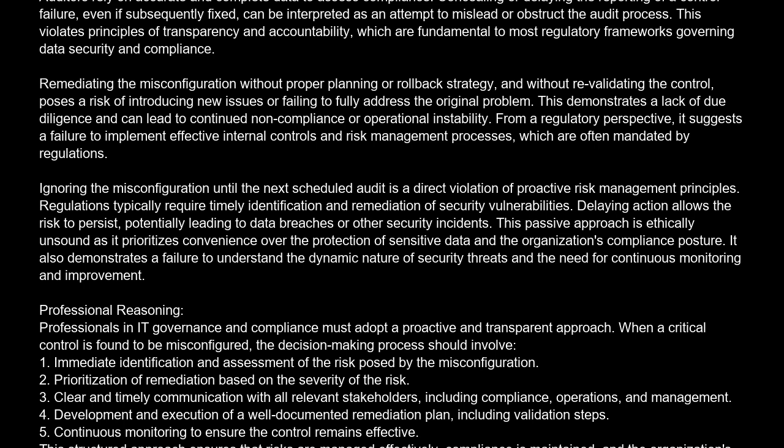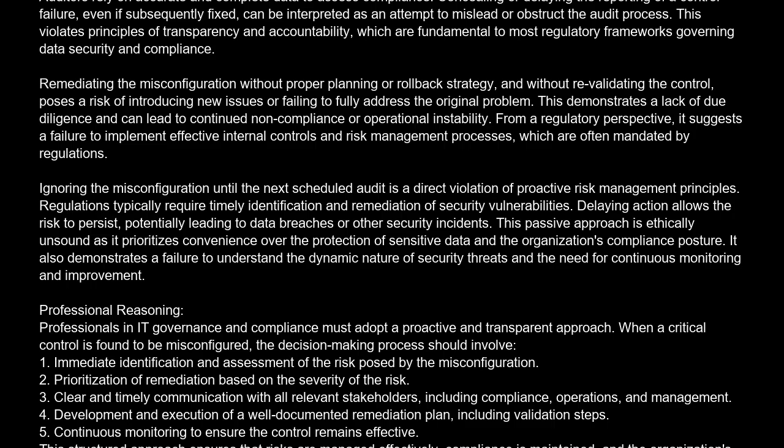Ignoring the misconfiguration until the next scheduled audit is a direct violation of proactive risk management principles. Regulations typically require timely identification and remediation of security vulnerabilities. Delaying action allows the risk to persist, potentially leading to data breaches or other security incidents. This passive approach is ethically unsound as it prioritizes convenience over the protection of sensitive data and the organization's compliance posture. It also demonstrates a failure to understand the dynamic nature of security threats and the need for continuous monitoring and improvement. Professional reasoning. Professionals in IT governance and compliance must adopt a proactive and transparent approach.